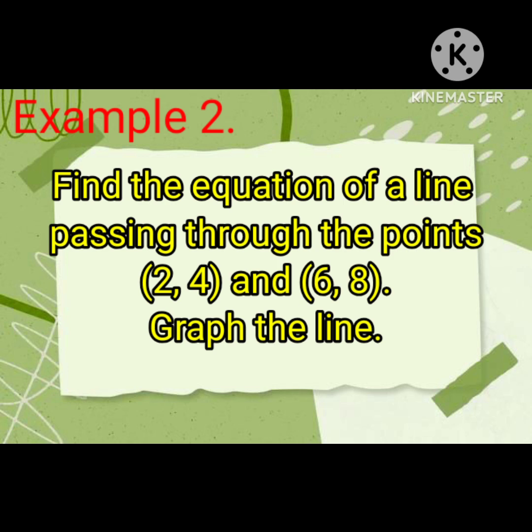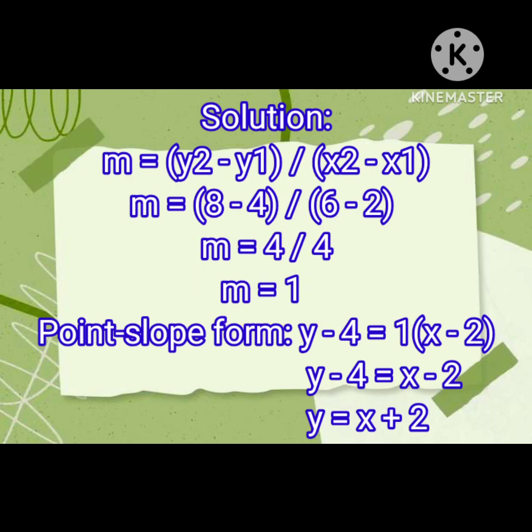So the next example is example number 2. Find the equation of the line passing through the points 2, 4 and 6, 8. Then graph the line. The solution: given that the points x sub 1, y sub 1 equal 2, 4 and x sub 2, y sub 2 equal 6, 8, we can calculate the slope m using the formula m equals y sub 2 minus y sub 1 all over x sub 2 minus x sub 1. Substituting the values, m equals 8 minus 4 all over 6 minus 2. m equals 4 over 4, and 4 over 4 equals 1.